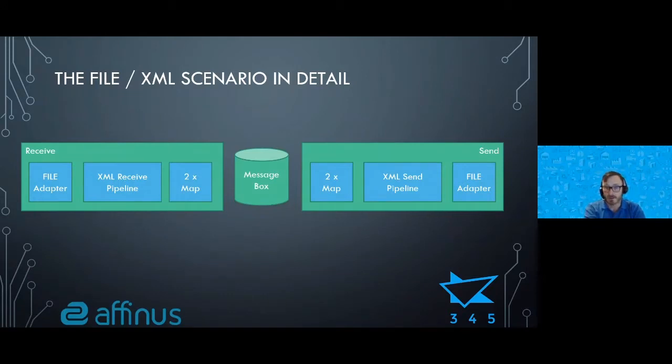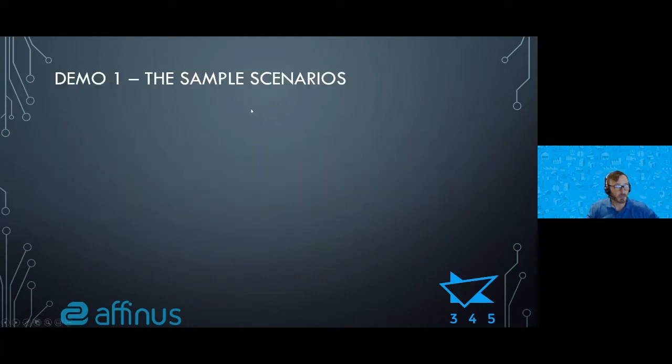That then goes to an XML send pipeline. So again, that uses content demotion and that sort of thing, potentially. And finally out through a file adapter, again on the send side. So we'll have a look at this in a demo now.